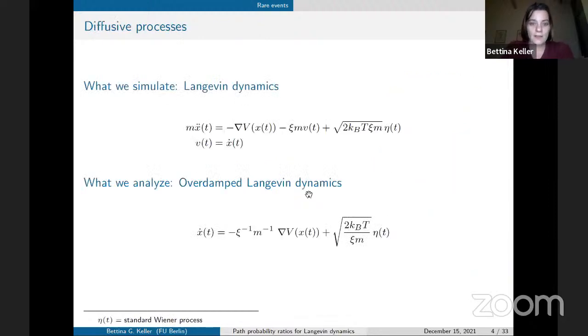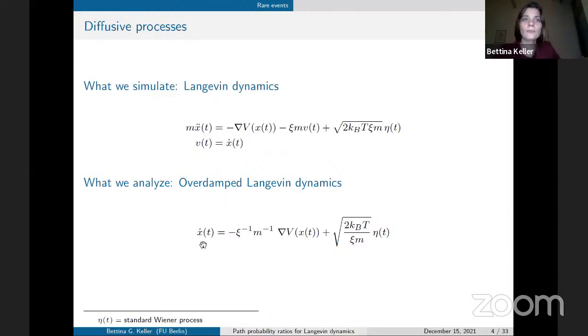You see, the problem is that, and that is not only in path reweighting, that applies to many analysis techniques that we have, we tend to simulate Langevin dynamics. So we use a Langevin thermostat that has a friction term and a random force to represent a thermal bath. But what we analyze is often based on overdamped Langevin dynamics. And a lot of theory has been developed for overdamped Langevin dynamics and not so much for Langevin dynamics. And in particular for path reweighting, we have a lot of equations or a lot of theory for overdamped, and for underdamped Langevin dynamics, this is lacking.